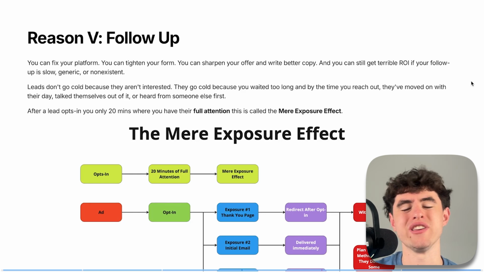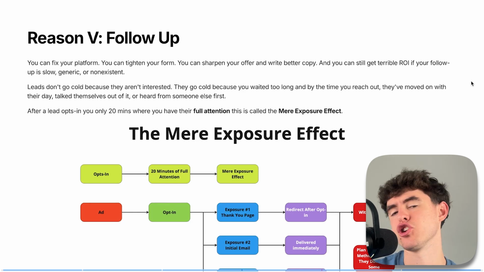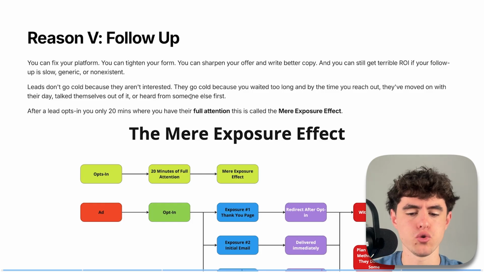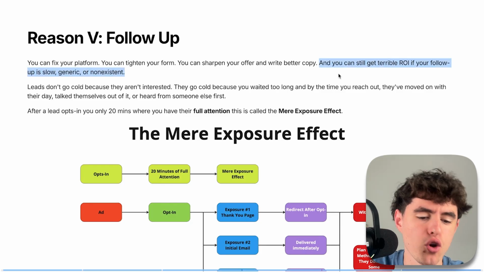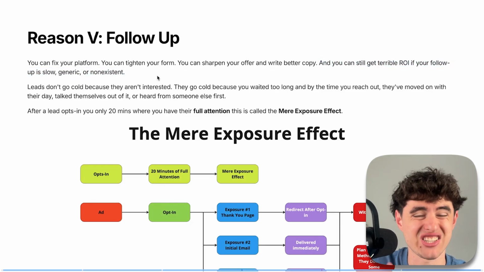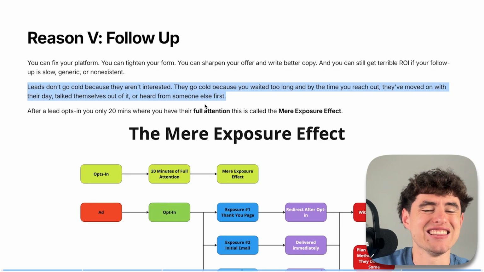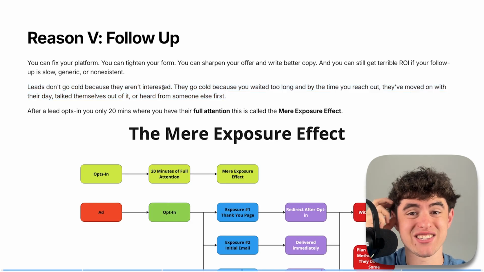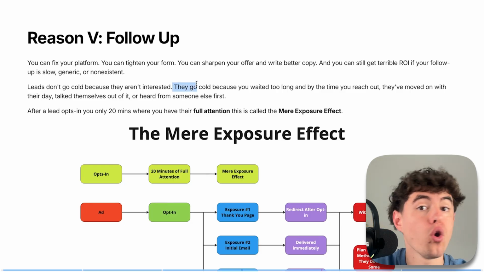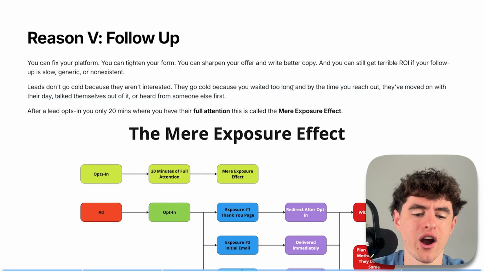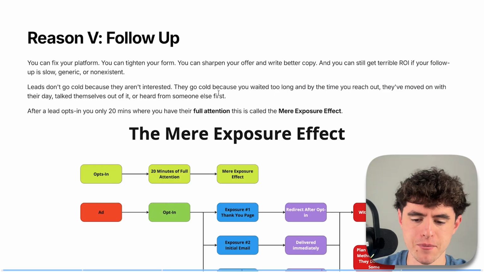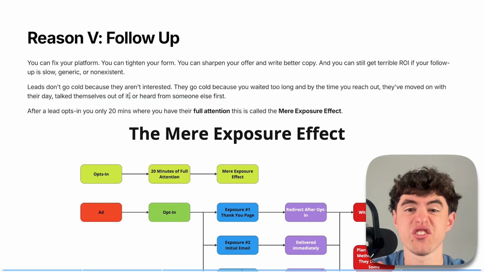And the final reason that you get bad lead quality from paid ads is going to be your follow-up system. You can fix your platform, you can tighten your form, you can sharpen your offer, you can write better copy, everything we went over. And you can still get terrible ROI if your follow-up is slow, generic, or just non-existent. Leads don't go cold because they're not interested. This is the game-changing mindset shift you need to have. They go cold because you've waited too long, and by the time you reach out, they've moved on with their day, they've talked themselves out of it, or they've heard it from someone else first.